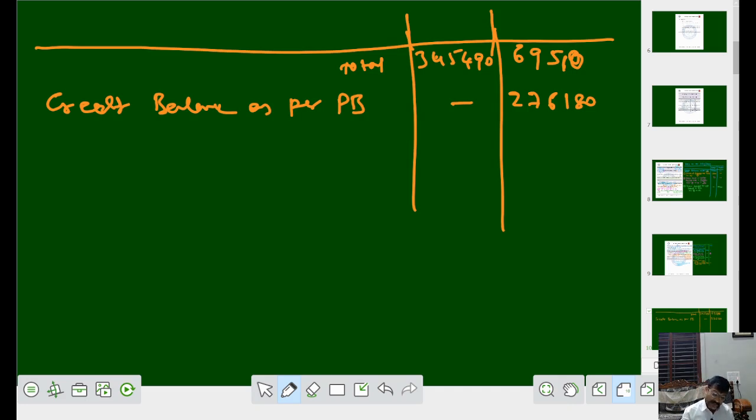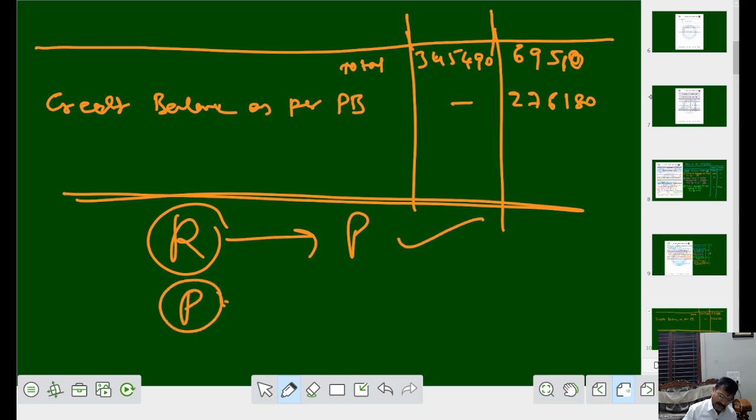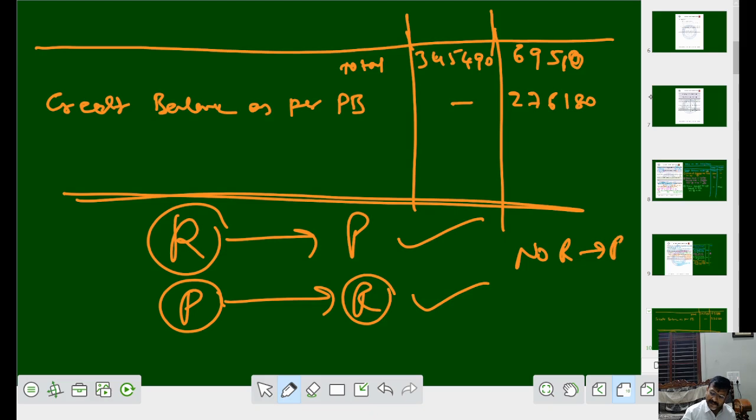So from this, what have we ultimately learned? If it is there in the receipt side, take it to the payment. If it is in the payment, take it to the receipt side. If no receipt, take it in receipt. If no payment, take it in payment side. This is the thing that every student is supposed to remember. Let us move on to the next problem in the next video.